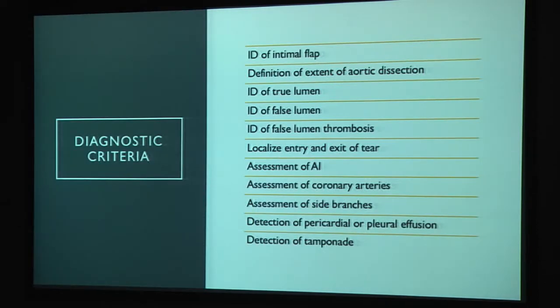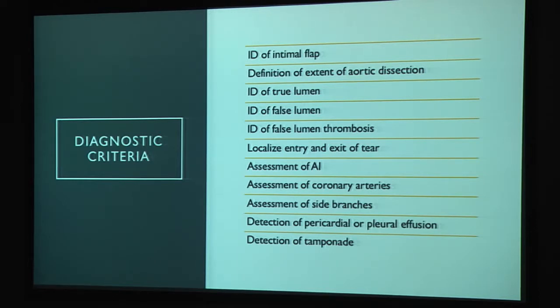Think about what types of things we're going to look for with our echo probe. We're going to try to identify the intimal flap. Really look at the extent of the aortic dissection, where it starts and how far down it goes. Does it go all the way down, above the diaphragm, below the diaphragm? Identify the true lumen, identify the false lumen. We talked about that in the earlier lectures. Are there any thromboses in the false lumen? Localize the entry and exit of the tear where you can find it.